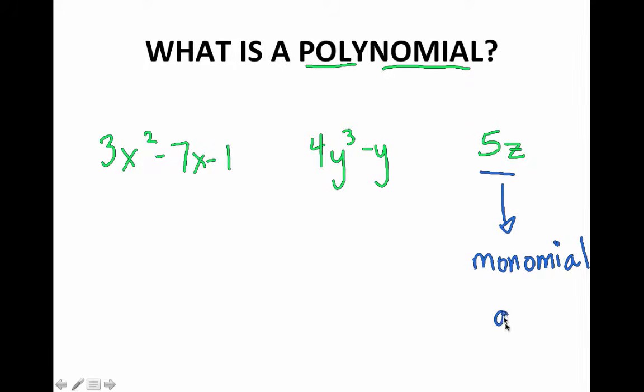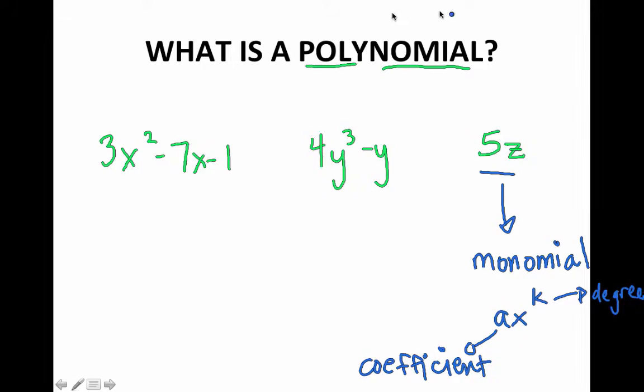will look something like this, where we have a constant times a variable that's raised to a non-negative power. So you should write that down, that a monomial is a constant times a variable raised to a non-negative power. We call this constant a coefficient. And we call k, the power that it's raised, the degree of the monomial.